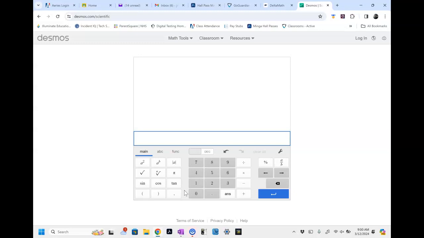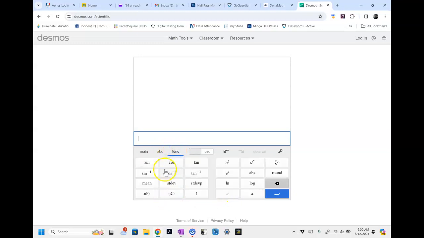The cosine to the negative one, yeah. So I'm going to show that to you guys in a little bit. But I don't know if that's here. Yeah, they're right here. Sine inverse, cosine inverse, tangent inverse. They're right here, under the function button. That's where you would find it.